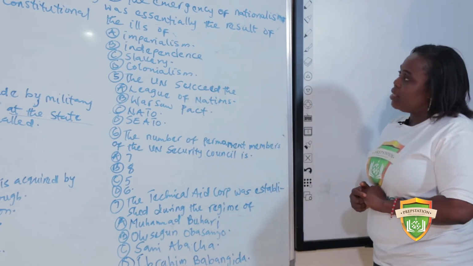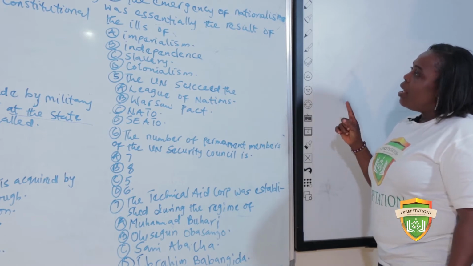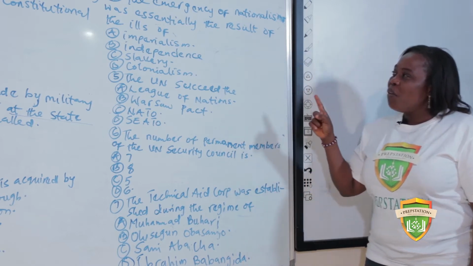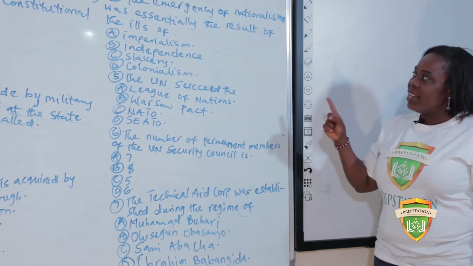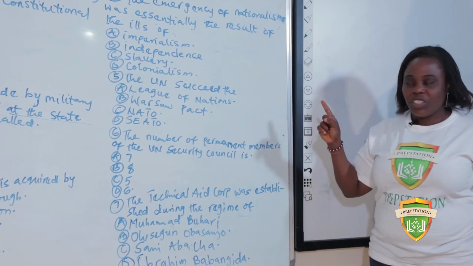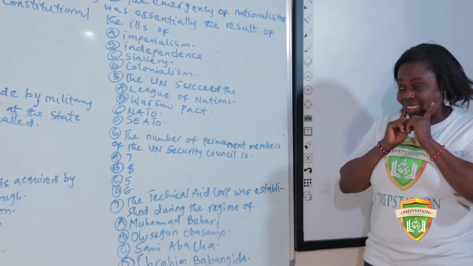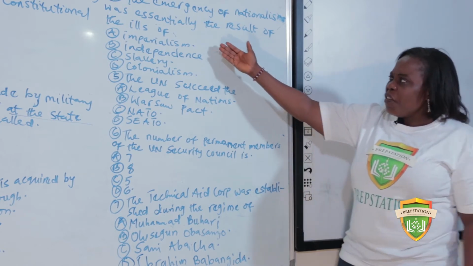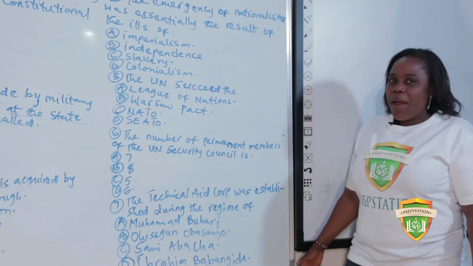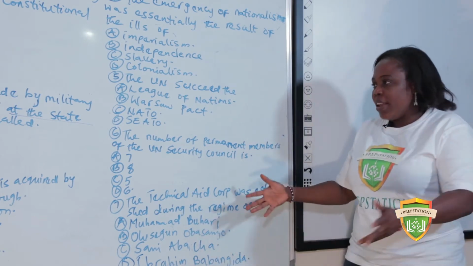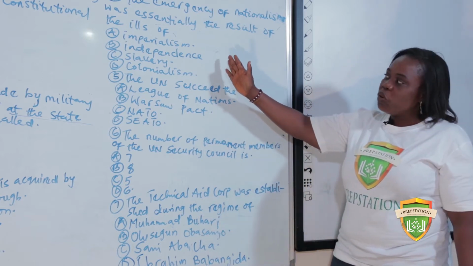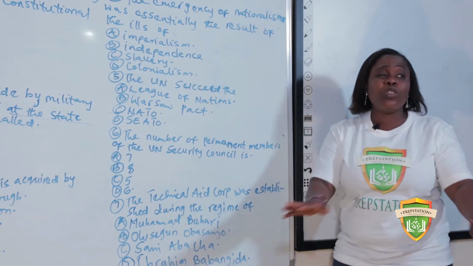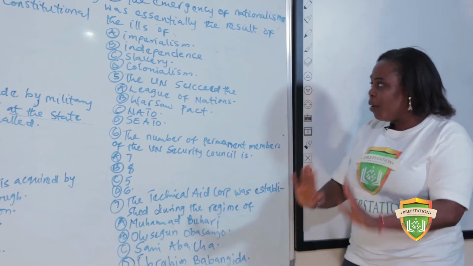The emergence of nationalism was essentially the result of the ills of dash. This question is tricky. Look at it carefully. Some of you will choose imperialism. Remember imperialism, neocolonialism and all that. If you choose independence, you're totally wrong.